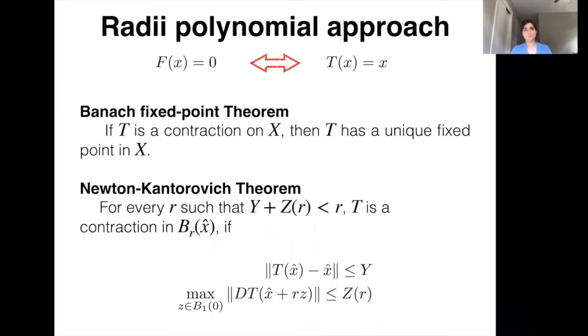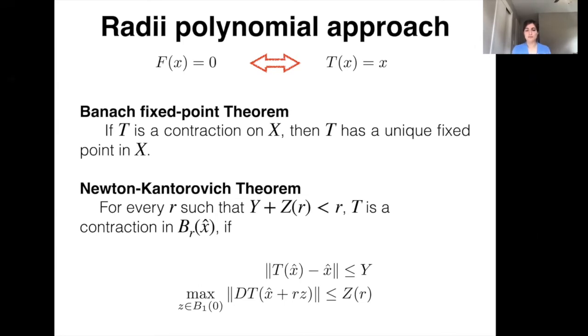And if A is invertible, then f of x equal to 0 is in direct correspondence with T of x equal to x. And if T is a contraction, then it has a unique fixed point in the neighborhood. And we can check that T is a contraction on a certain ball if it satisfies some inequalities.